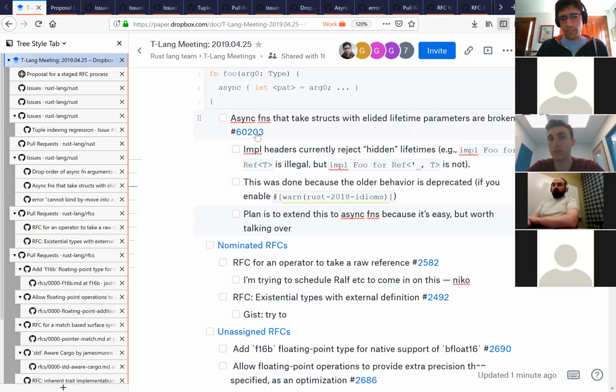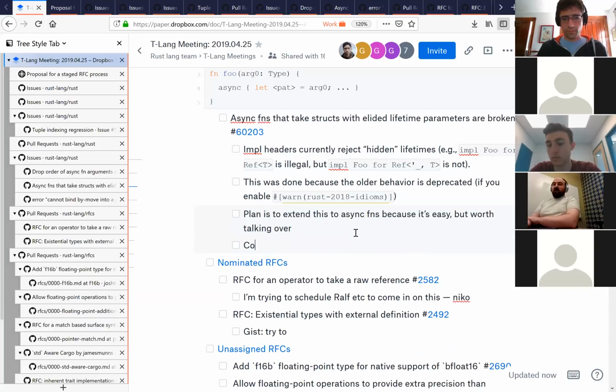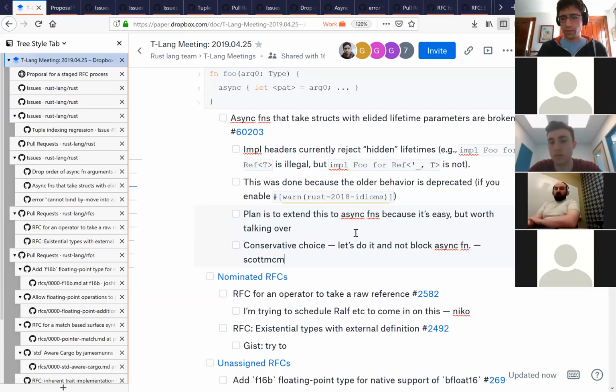But Centril tagged this, I think, because he thought, and I agree, that it would be good to run it by people here. See if anyone objects to that or feels we should not do that. I think it's the conservative choice. We should do it and not block async fn on potentially doing something, right? If we can always make it the other way later, we're fine. That's roughly my opinion as well. And we roughly already decided that we're going to deprecate this, so. Right.